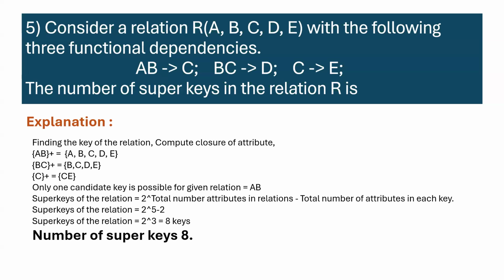the number of superkeys of the relation is equal to 2 to the power of the total number of attributes in the relation minus the total number of attributes in each key. So there are five in the total relation, and in each key there are two. So 2 to the power 3 will be 8.